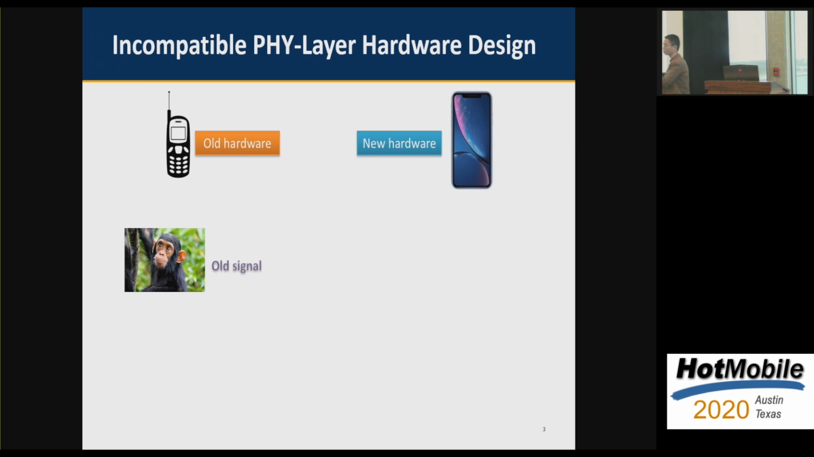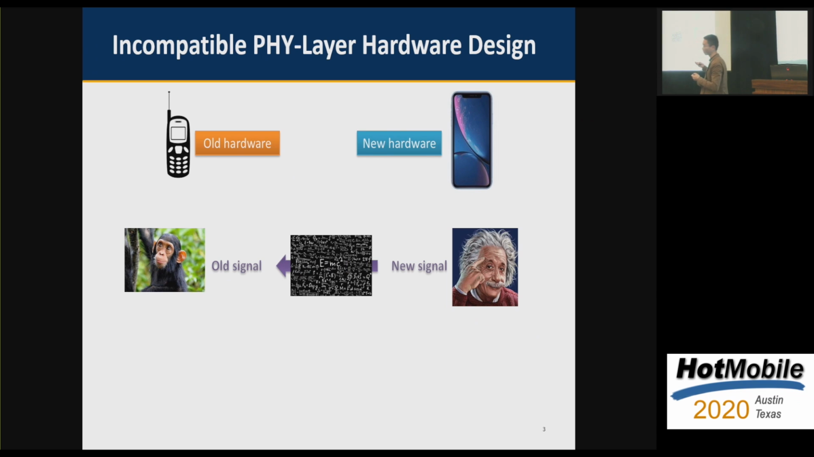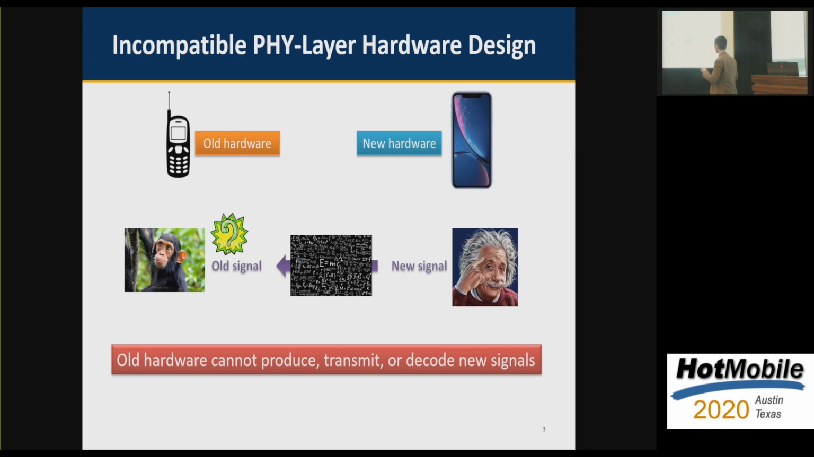And then we have the new hardware, the latest, like the fancy iPhone 11. Think of it as an Einstein that can tell you how quantum physics works. So when Albert Einstein wants to tell the monkey how physics works, saying we have this atom, whatever, the monkey cannot understand at all. Vice versa, if the monkey wants to tell Einstein, I have a banana, Einstein basically cannot understand either. So the old hardware basically cannot produce, transmit, or decode any new signals.